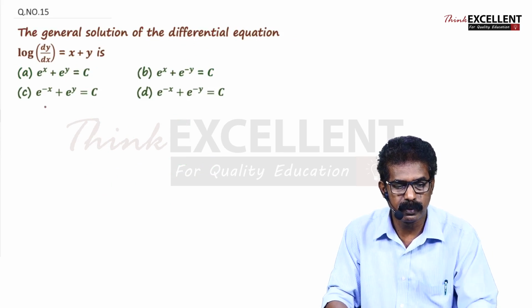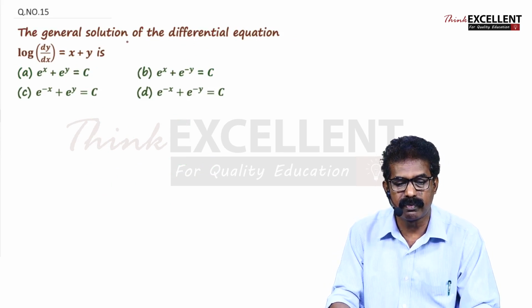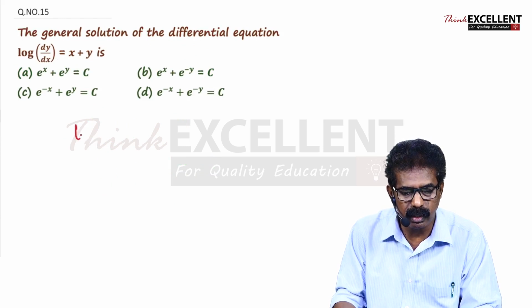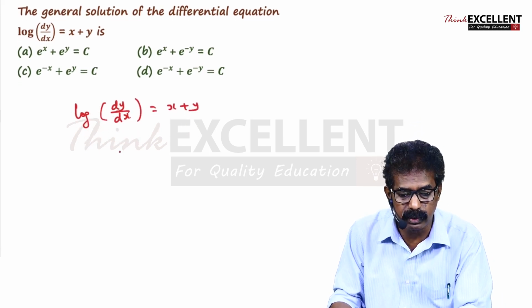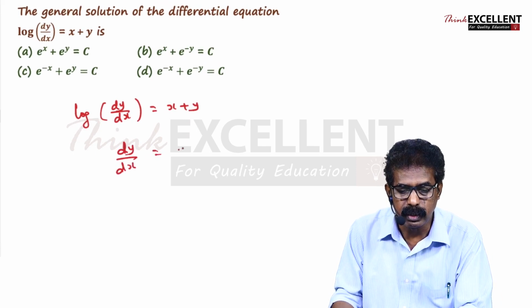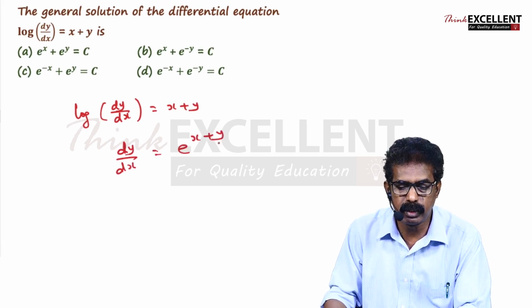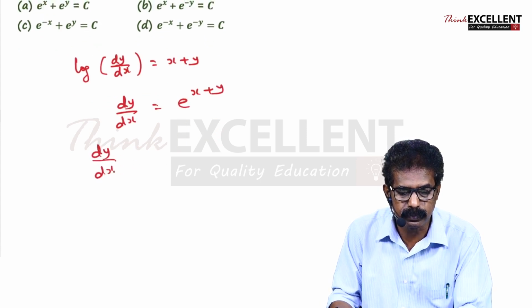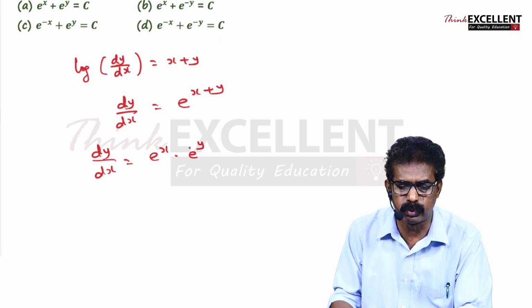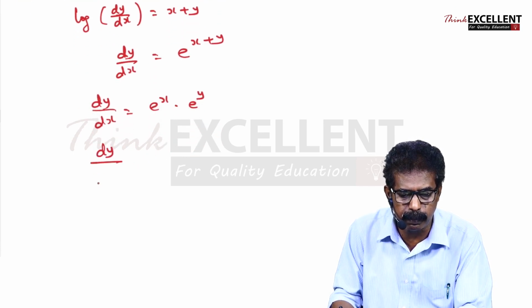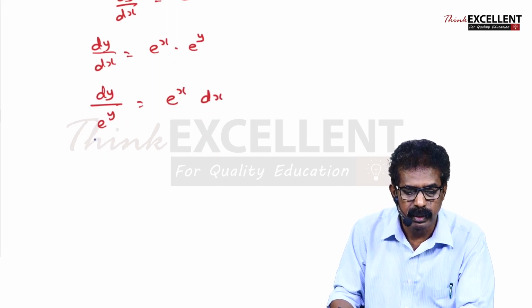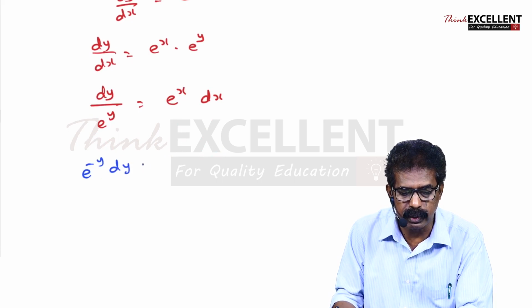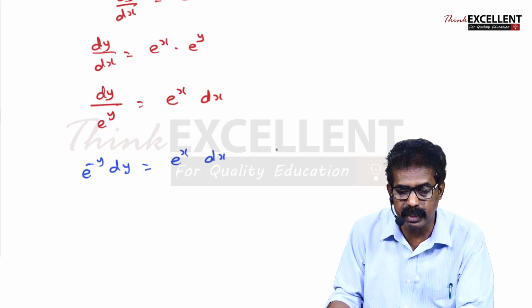Question number 15. The general solution of the differential equation. So it is given log dy by dx equal to x plus y. Change it in the exponential form, but log of something, right? So you write dy by dx equal to e raised to x plus y. Split into 2. So dy by dx is e raised to x into e raised to y. Now convert it as variable separable. dy by e raised to y equal to e raised to x into dx. Take it to the numerator. E raised to minus y dy equal to e raised to x dx. So which is variable separable.